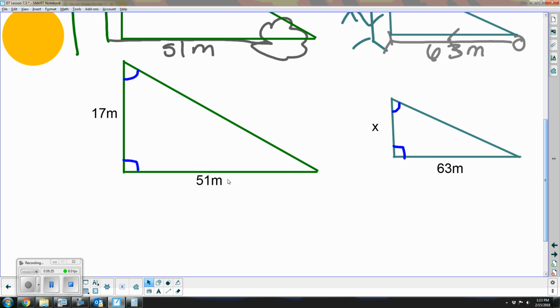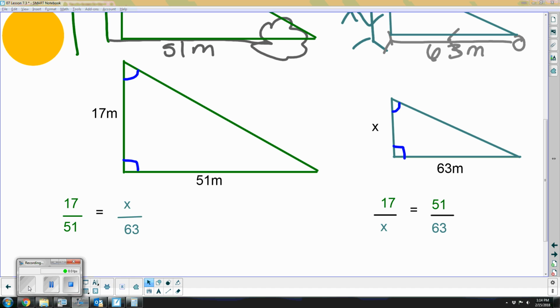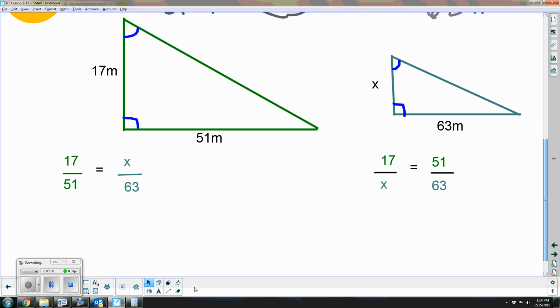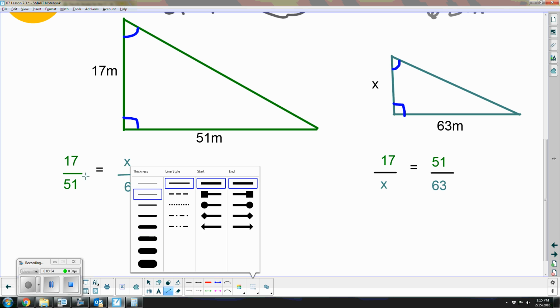So looking at these two triangles, I can set it up two different ways. I can use proportions from the same triangle and compare it to a proportion from the similar triangle, or I can compare corresponding sides. So either way I do it, I can say 17 to 51 is equal to x over 63, or I can say 17 to x equals 51 to 63. Either way, I'm going to get the same solution for x.